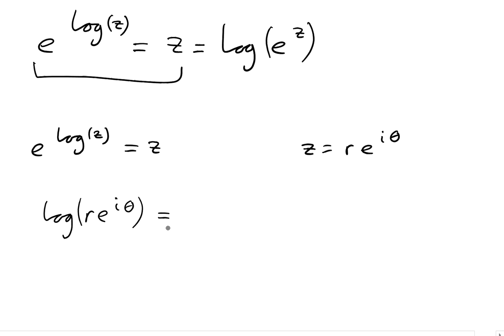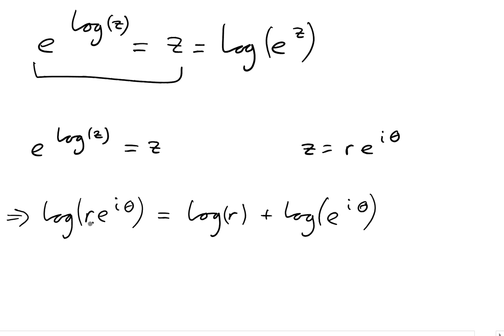Then I can separate this up just using my logarithm laws. I've got the logarithm of two things multiplied together, so that's the same as the logarithm of the first thing added to the logarithm of the second: the logarithm of r plus the logarithm of e to the i theta. That's just logarithm laws, and that comes from the laws of indices, where you add powers together, which is the same as multiplying the bases together.